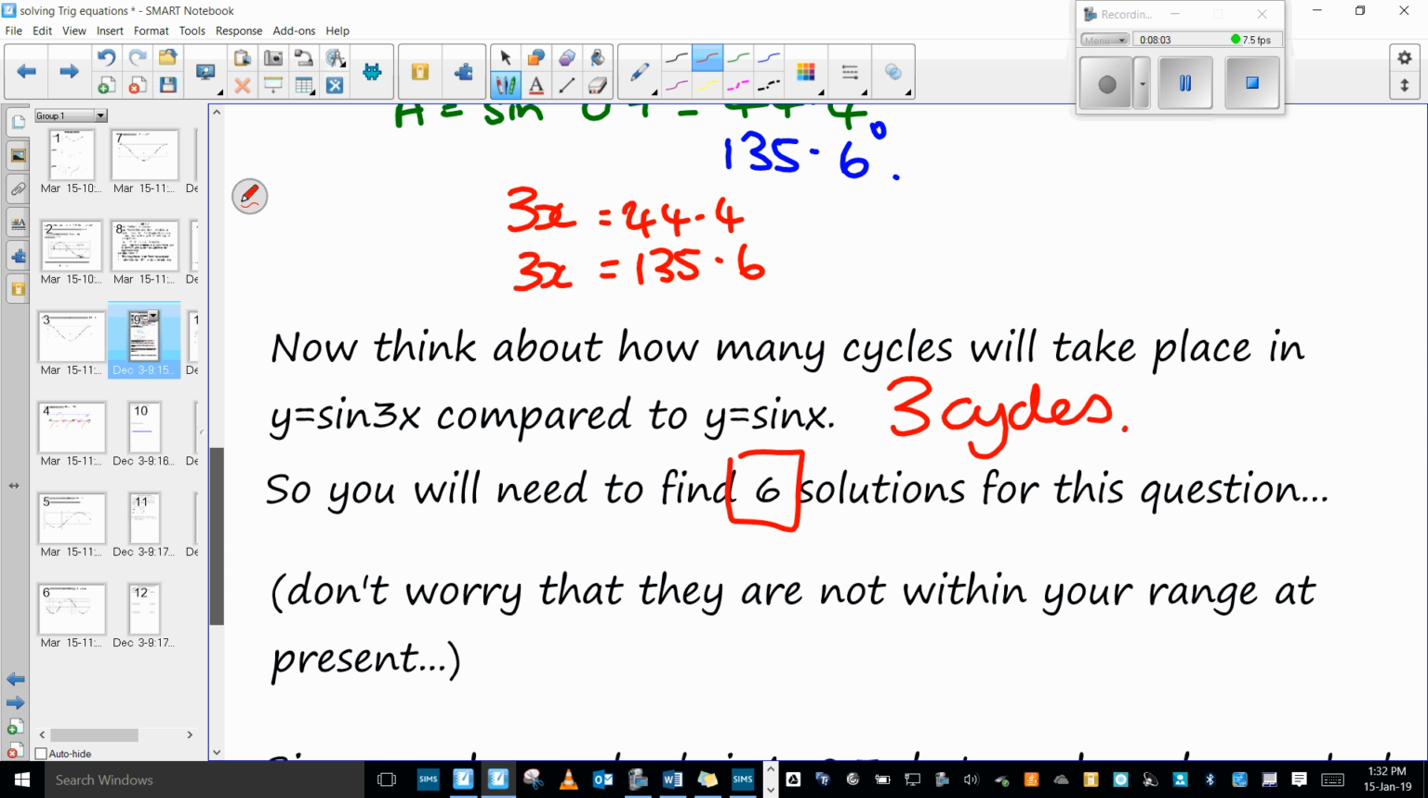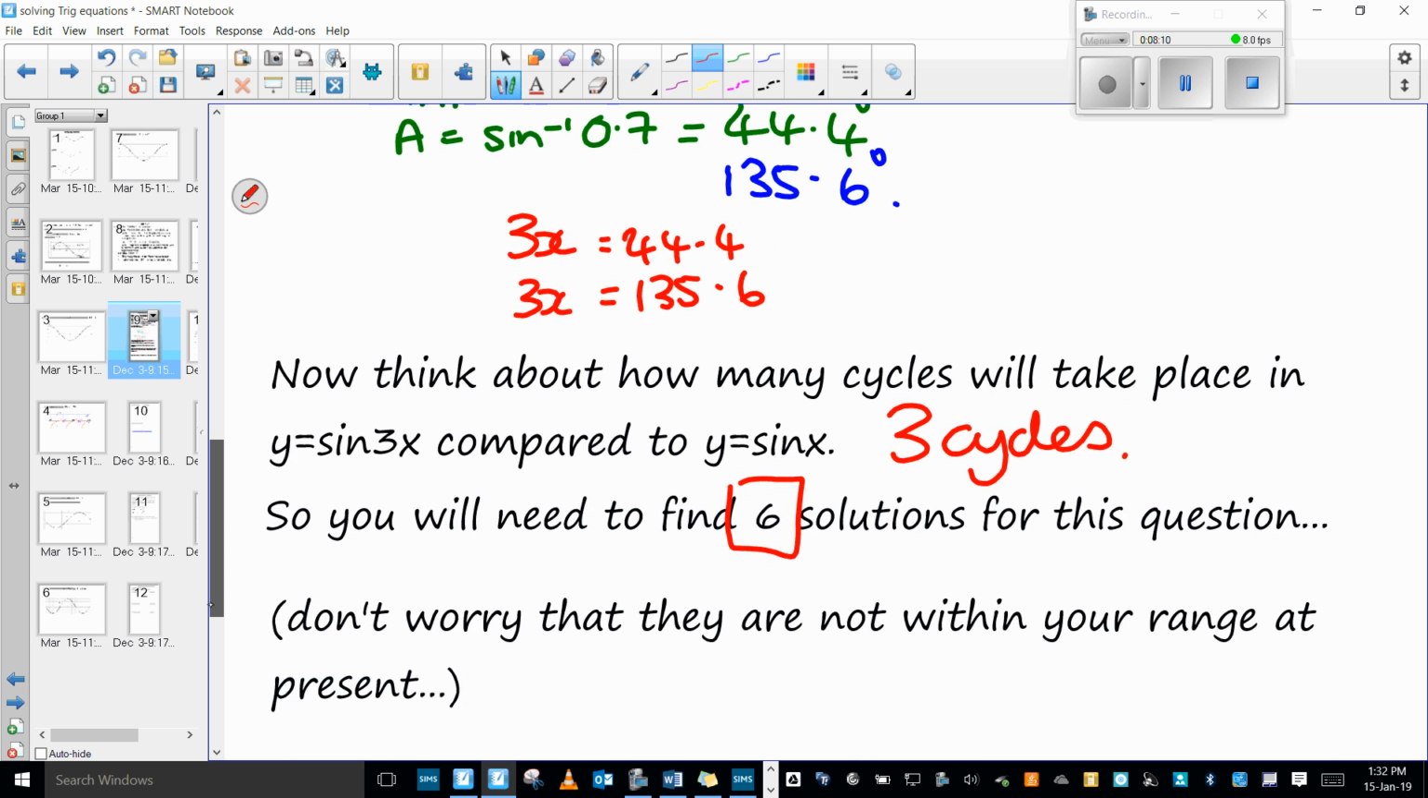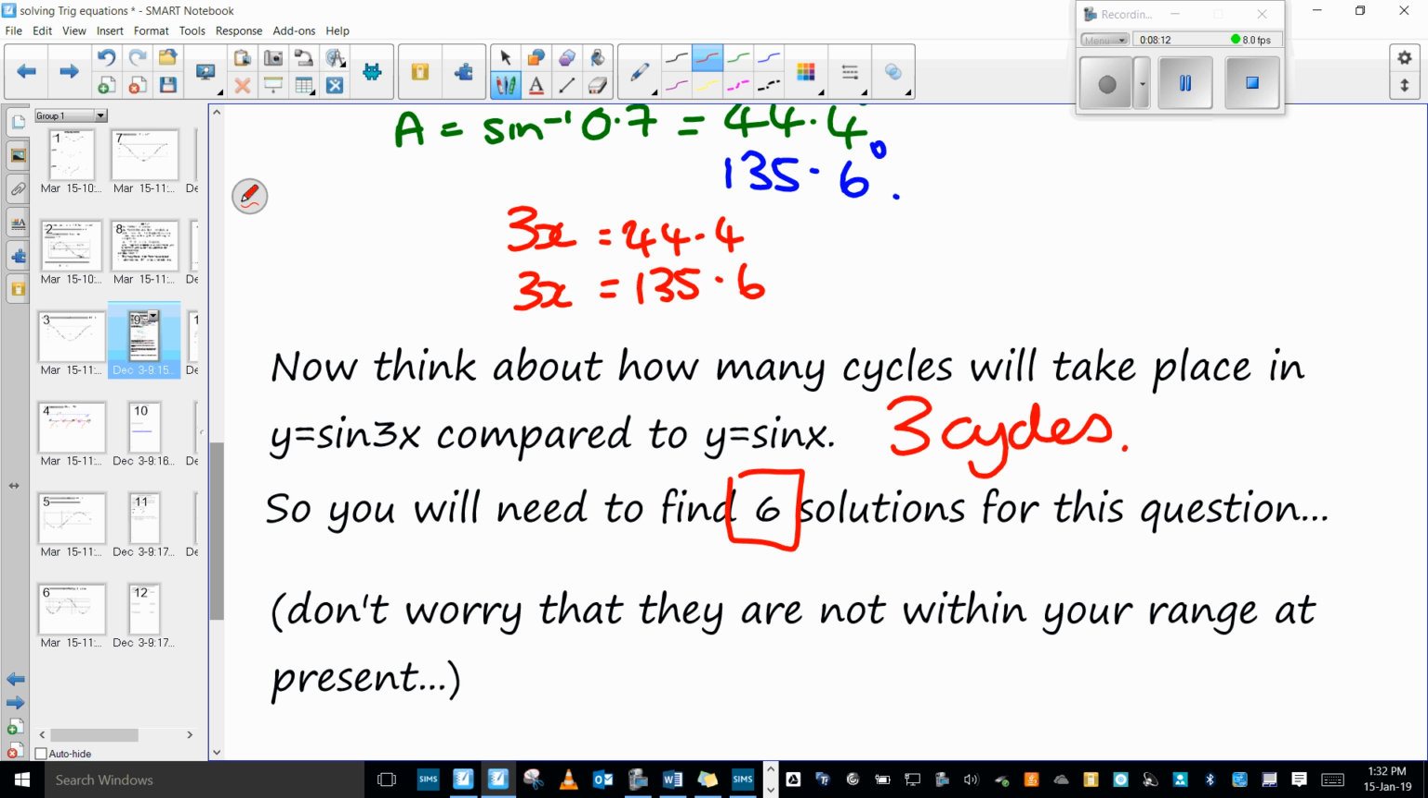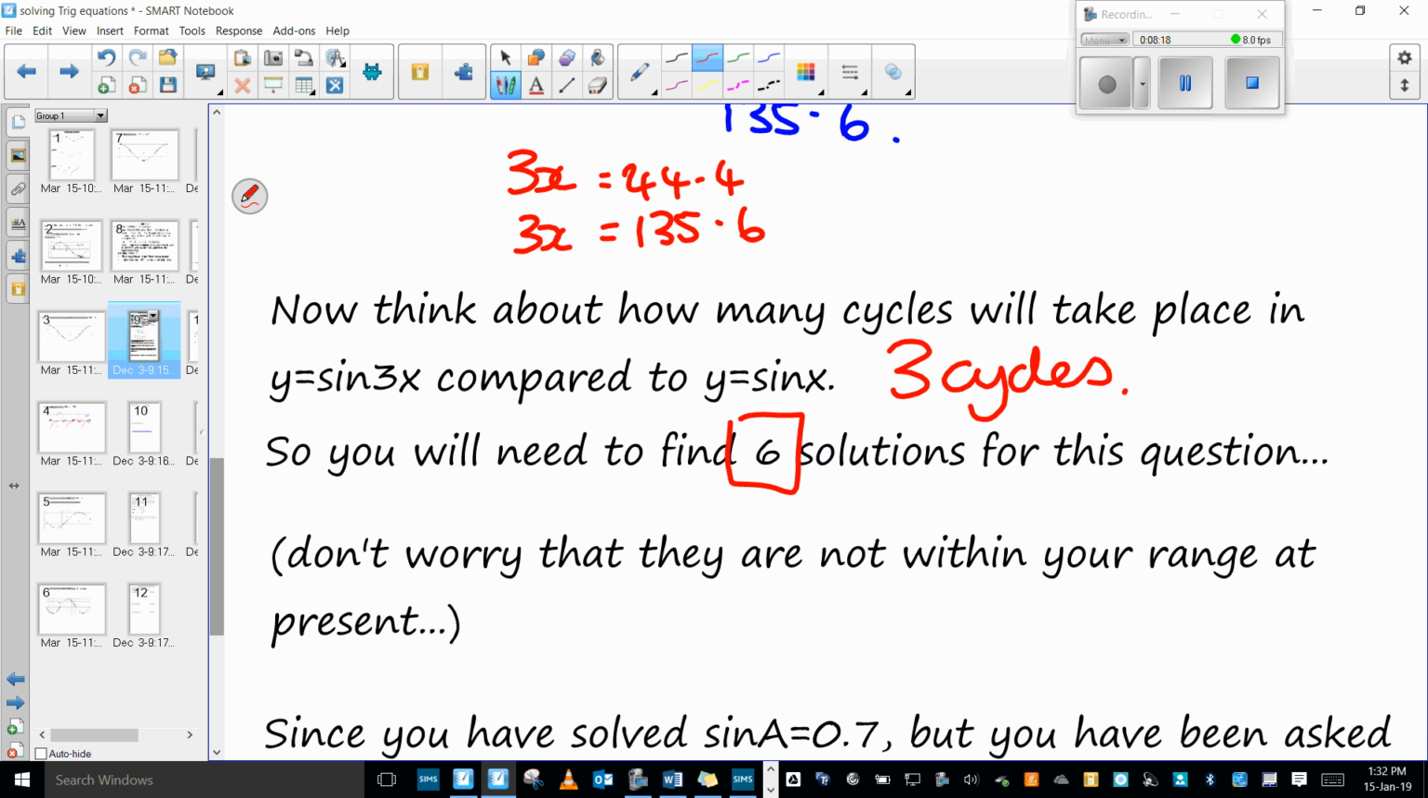So, we've got one solution is 44.4, we've got 135.6, we need to find the others. So what's 44.4 add 360? 464.4. No, you're adding 44.4. It's 404.4.